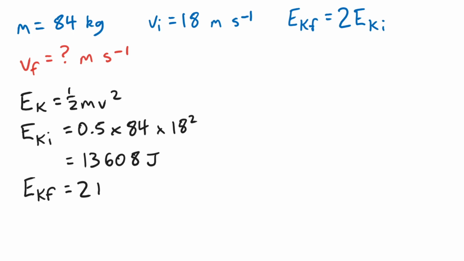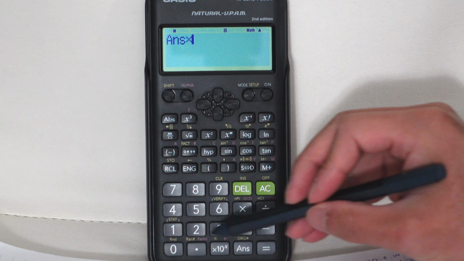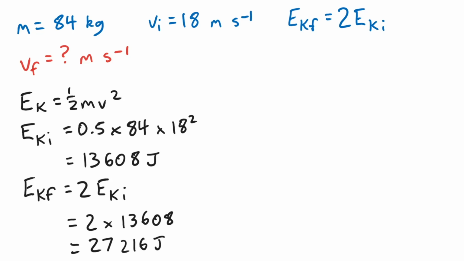We will calculate EK final by multiplying this by 2, which is 27,216 joules. Now that we have the final kinetic energy, we can rearrange the kinetic energy equation for velocity. Here's how you rearrange it.